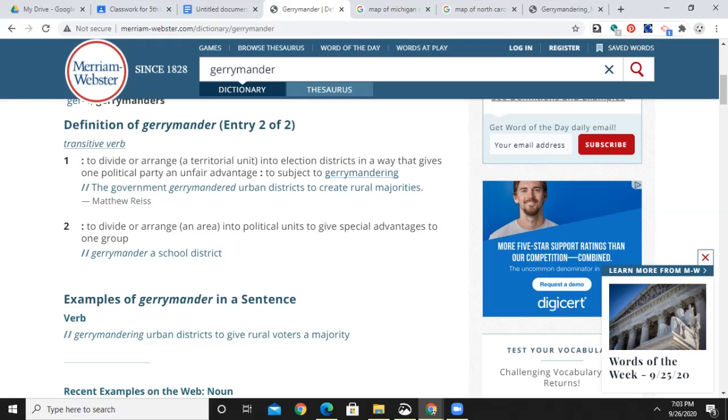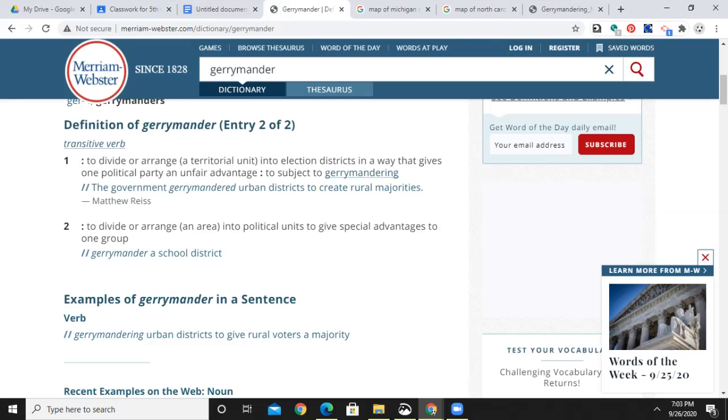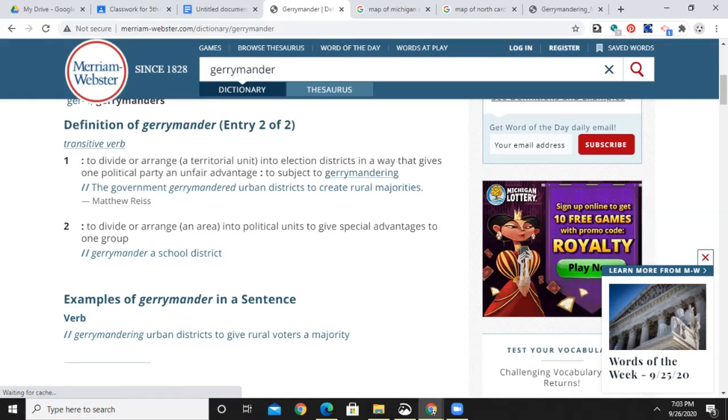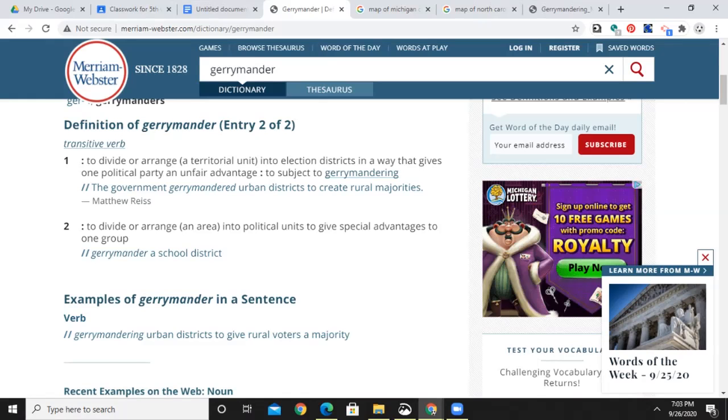Every 10 years, we conduct a census in the United States, and the result of that census impacts how many districts each state gets. Sometimes a state might gain a district, sometimes a state might lose a district. As part of all of this, we take the data from that and we have to create congressional districts.